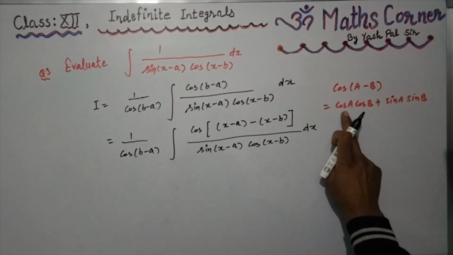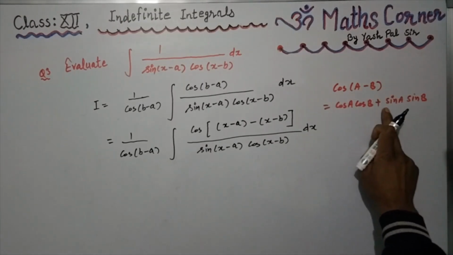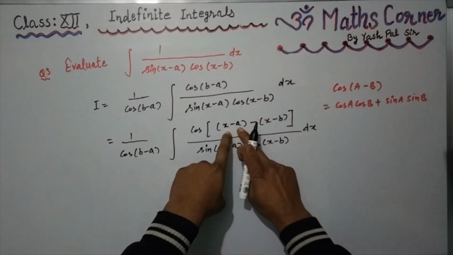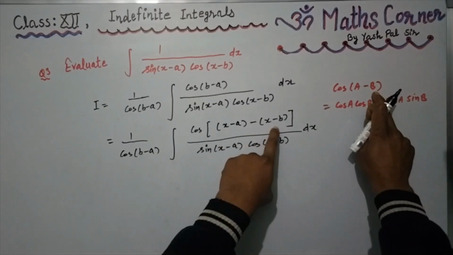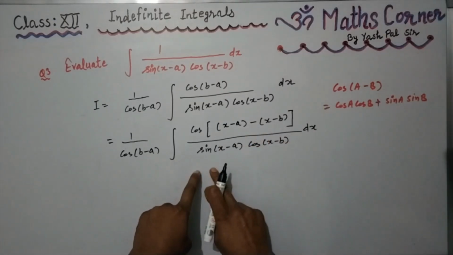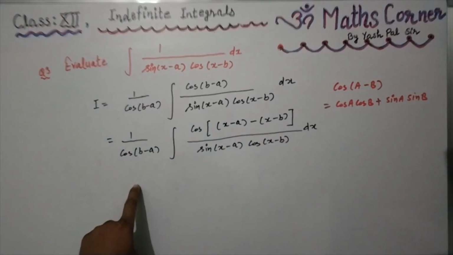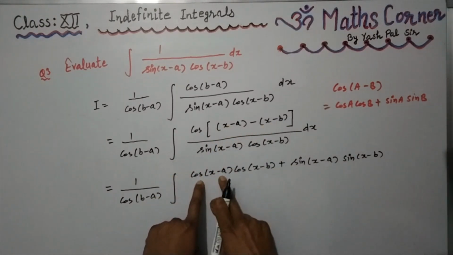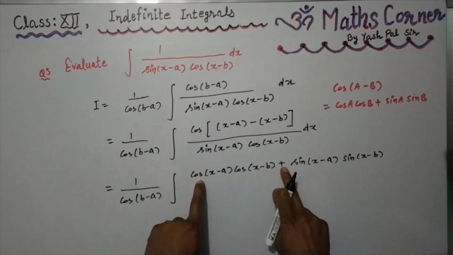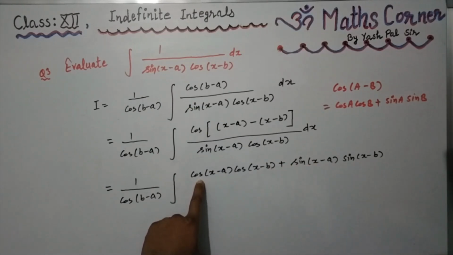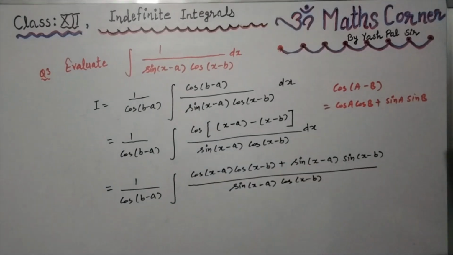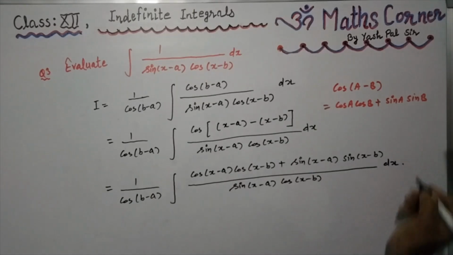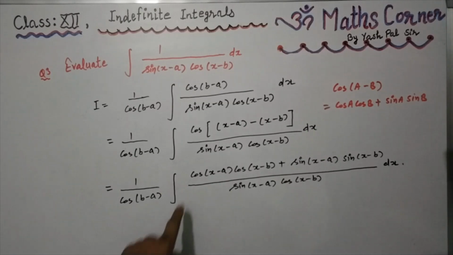The cos A minus B formula, what is that? Cos A minus B is equal to cos A cos B plus sin A sin B. Here what is A? A is x minus a, and B is x minus b. So we apply this formula here: cos A minus B is equal to cos A cos B plus sin A sin B, denominator as it is, into dx.